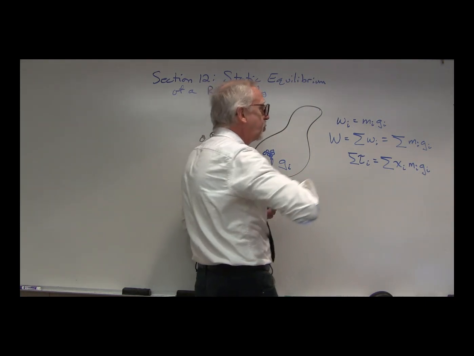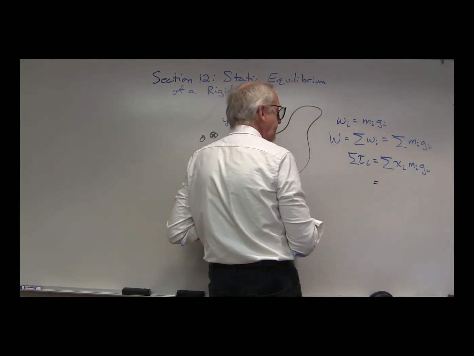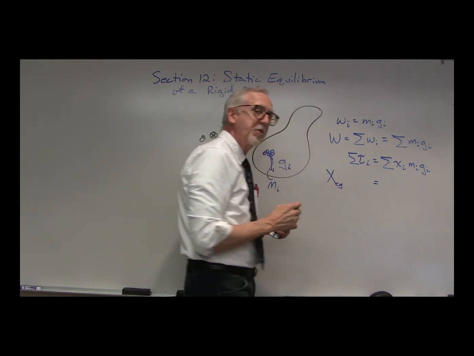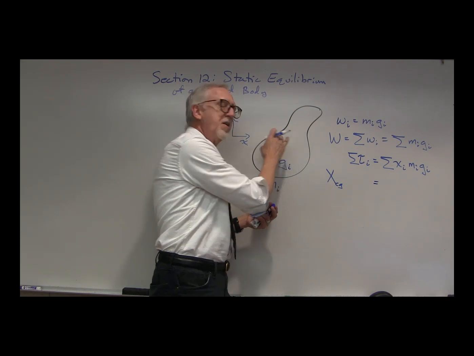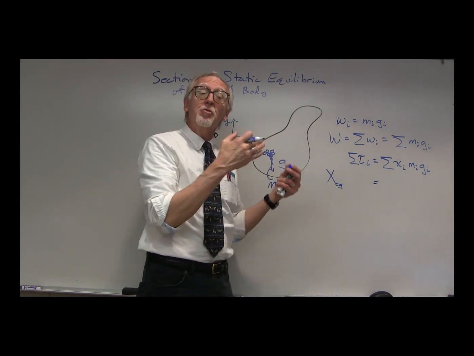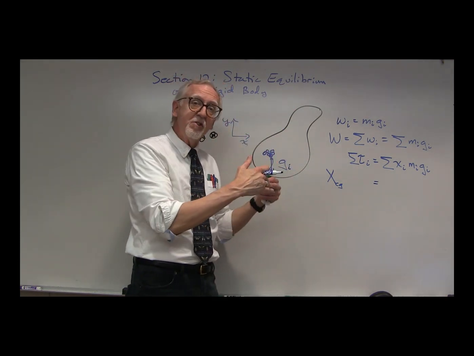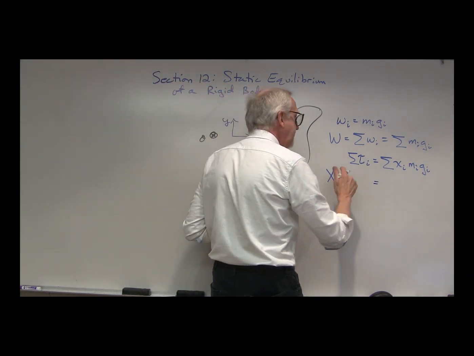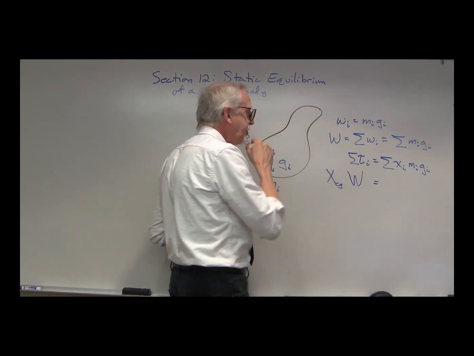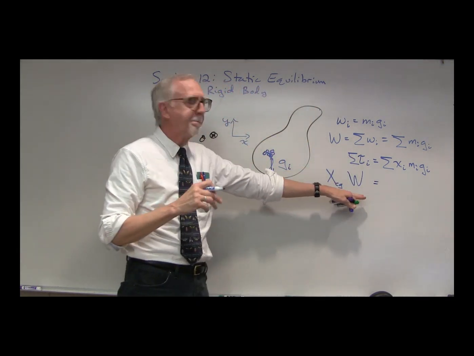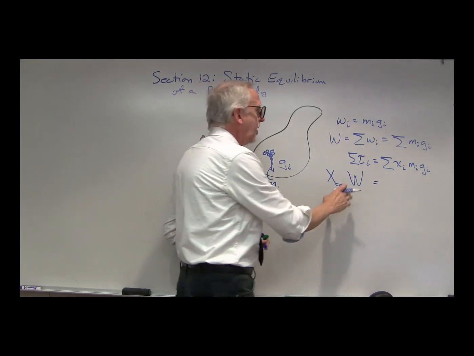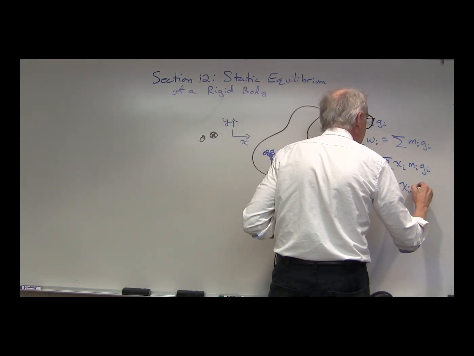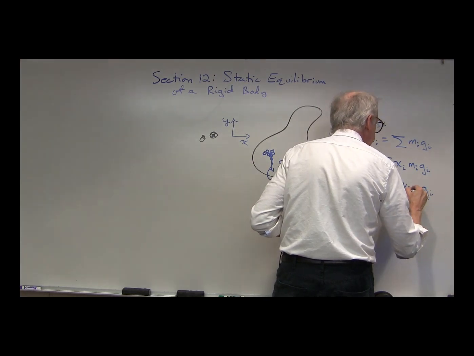And what we want is for that to equal the x position of what we will call the center of gravity. In other words, the center of this thing in terms of gravity, where the gravitational force is acting in order to determine the torque. So x center of gravity times the total weight of the whole object should be equal to the sum of x sub i m sub i g sub i.